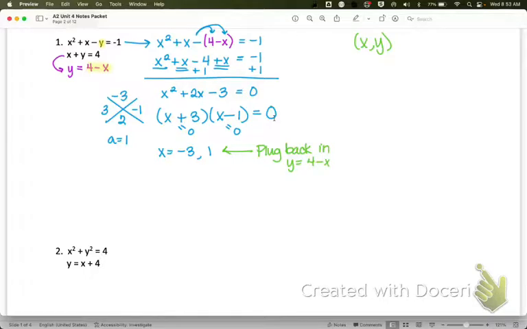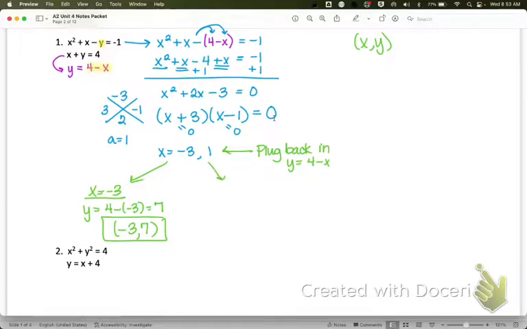And that's the one that I'm going to do because that already has y by itself, and y is what I'm trying to solve for. So if x equals negative 3, then I get y equals 4 minus negative 3, which is 7. So one solution is the ordered pair negative 3, 7. That is one place where those two graphs will cross.